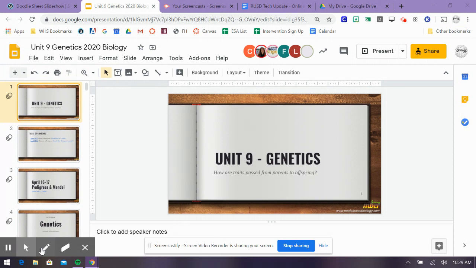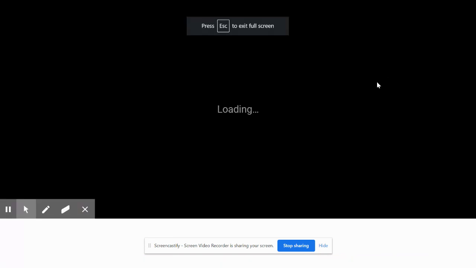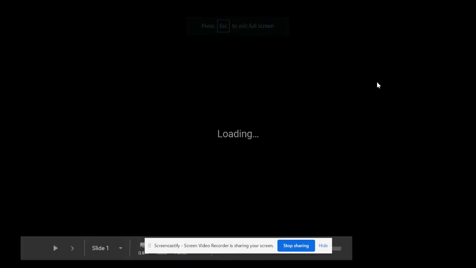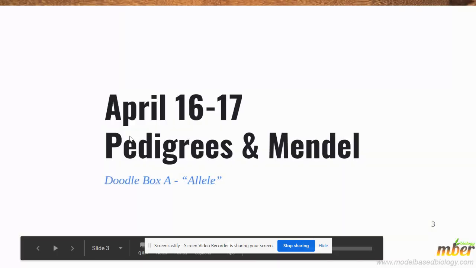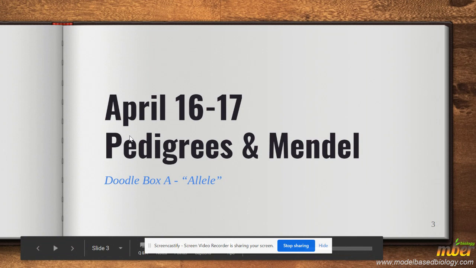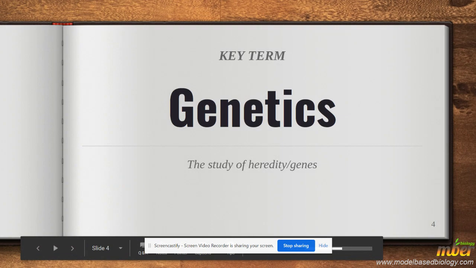Today I am doing the first week's work of the Unit 9 genetics unit. This will be the part that I recommended you do on April 16th and 17th, but I know it's a little late. It is what it is. I'm doing it now. So first thing you need to write down is the key term genetics. Genetics is the study of heredity and genes.